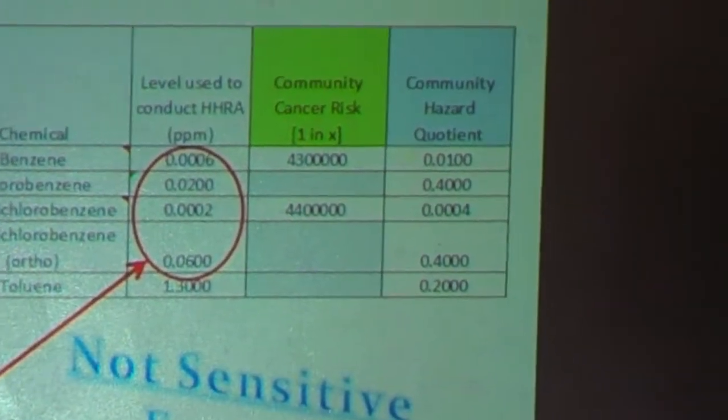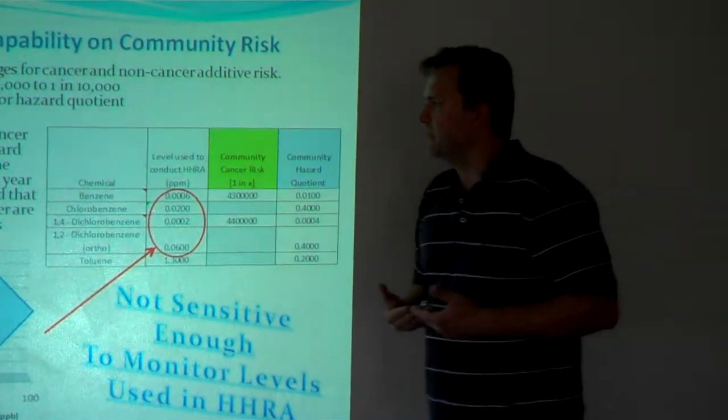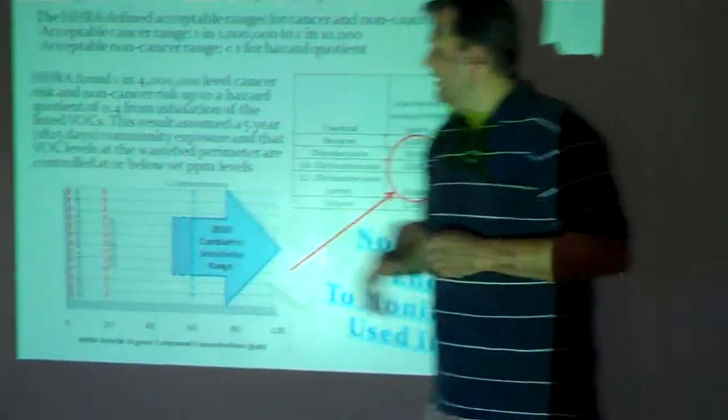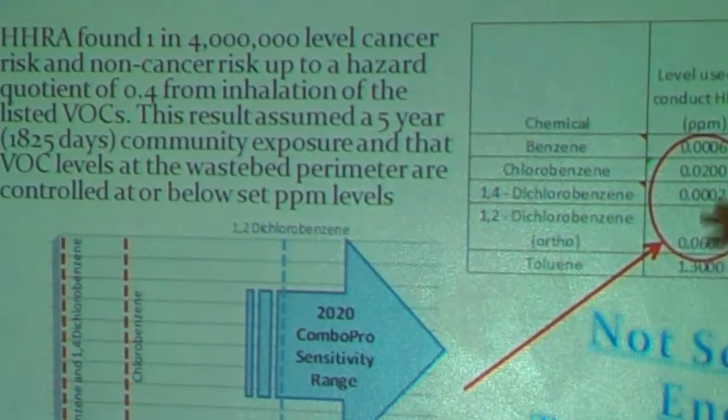So again, the HHRA said that over a 5-year dredging activity and putting material into the waste bed, which is 1,825 days, the community exposure to volatile organics at these levels is safe.